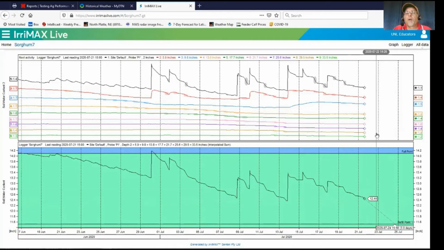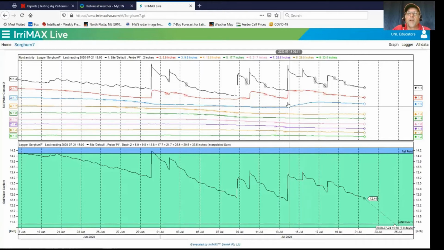The other thing I want to point out on the top part of this graph, these are the different sensors as we move down through the soil profile. And you can see they increase when we either get an irrigation or rainfall, and then they decrease as we have crop water use. And you can see we've been using water down pretty much to 9 inches, or to the 9th sensor, which would be about 34 inches deep. So we've been pulling water from almost 3 feet already. Not a lot, but you can see the roots are down there. They all are pulling water.